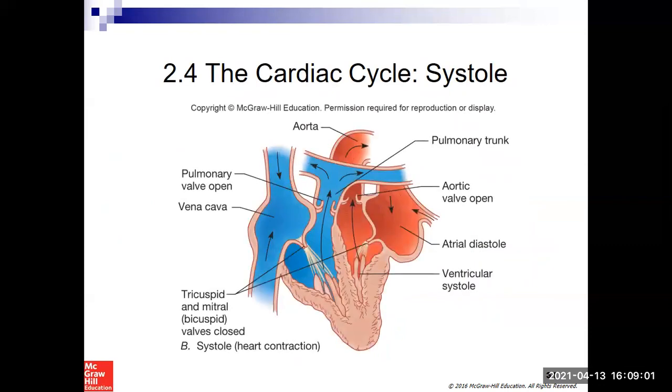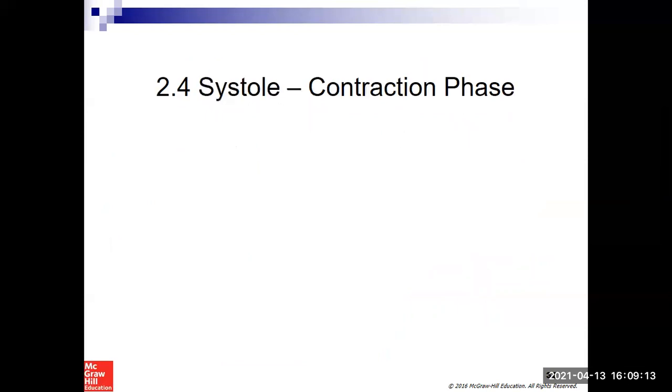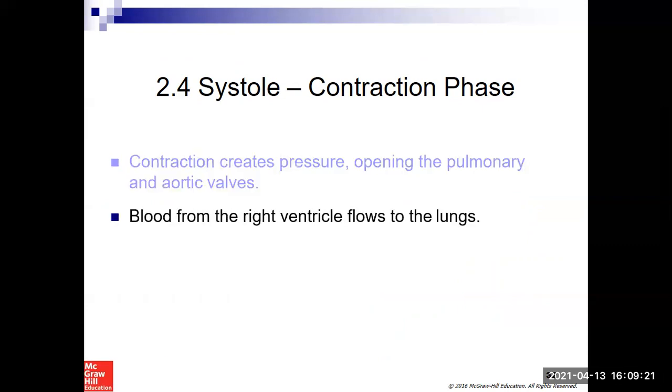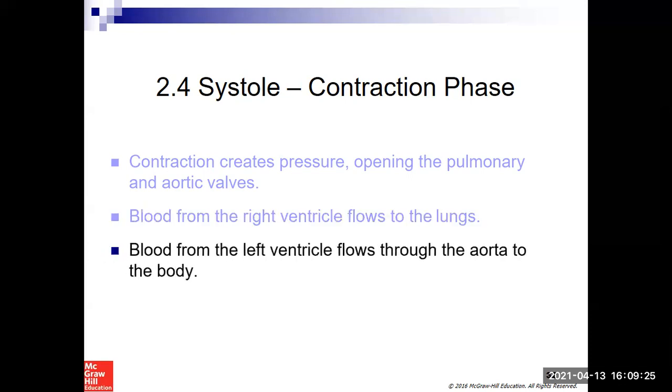Systole, the heart contracts. Contraction of the heart. This is what it looks like. Contraction creates pressure, opening the pulmonary and aortic valves. Blood from the right ventricle flows to the lungs. Blood from the left ventricle flows through the aorta to the body.